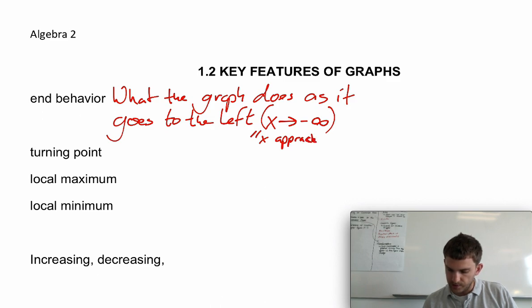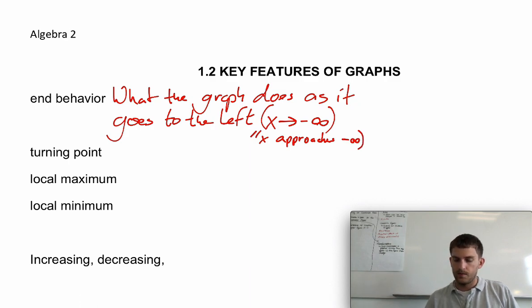I skipped a little bit. There we go. Let me just rewrite that word. X approaches, A-P-P-R-O-A-C-H-E-S. There we go. Negative infinity. Gotta get used to this whole teaching thing again. So x approaches negative infinity.